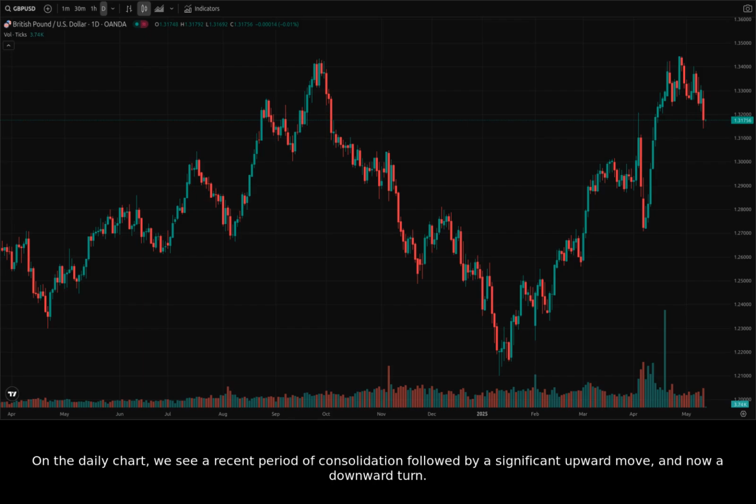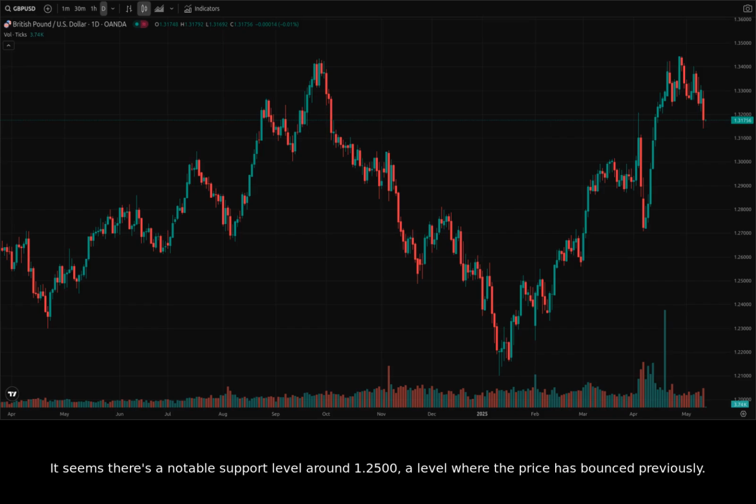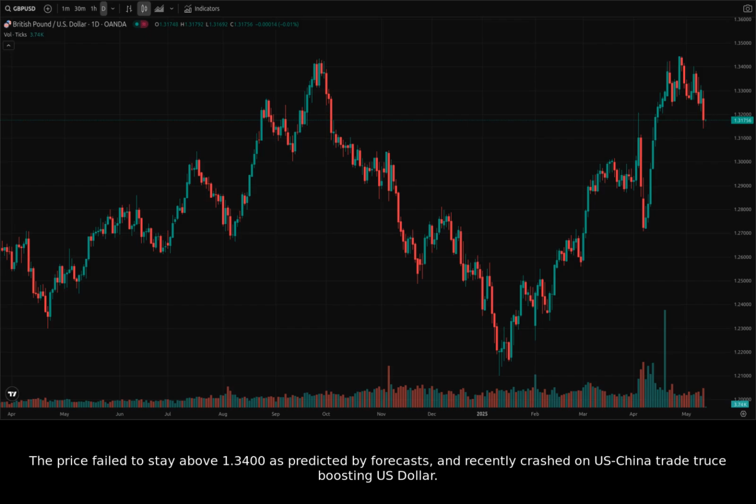On the daily chart, we see a recent period of consolidation followed by a significant upward move and now a downward turn. It seems there's a notable support level around 1.2500, a level where the price has bounced previously. The price failed to stay above 1.3400 as predicted by forecasts and recently crashed on US-China trade truce boosting US dollar.